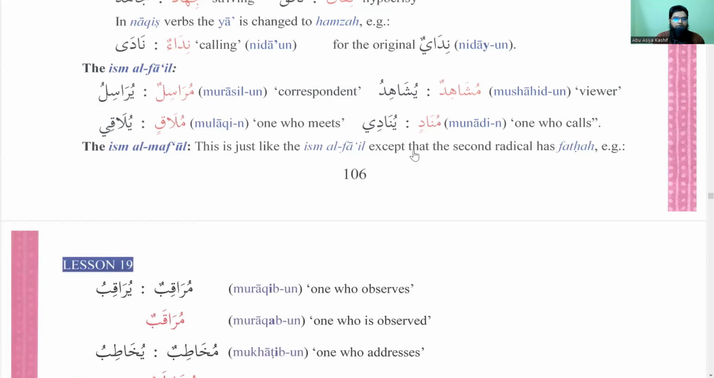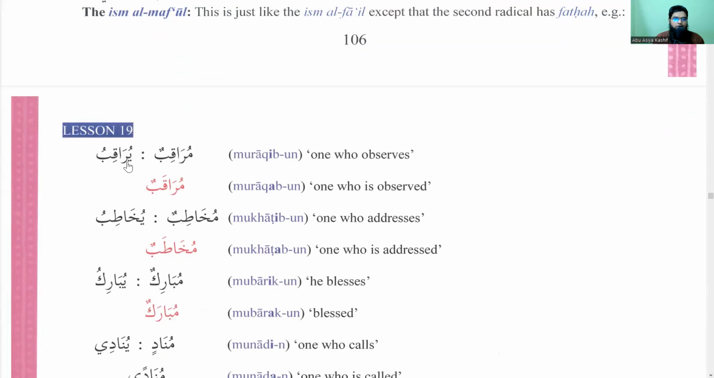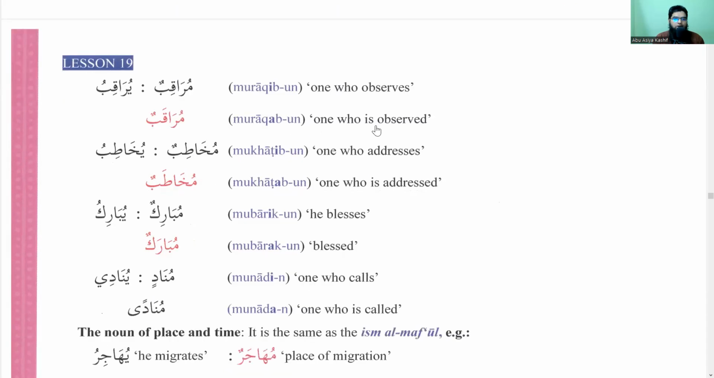Ismul maf'ul, this is like ismul fa'il, except the second radical has fatha. So yurasilu, this will change into yuraqibu. Correct? This will change into muraqab. So muraqib is the one who observes. Muraqab is one who is observed. So the ismul maf'ul is same as ismul fa'il, except that this will take a fatha.